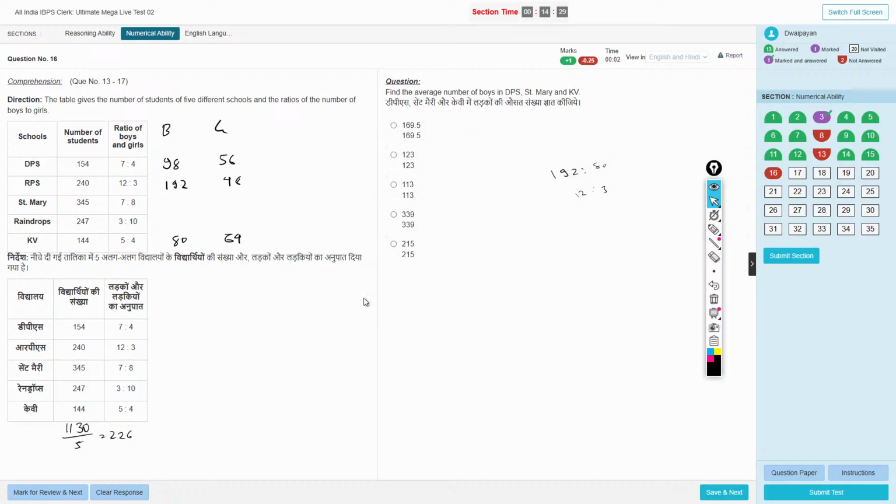Average number of boys in DPS by kV. DPS, okay, St. Mary, so 15. So this is 2 3, 2 3 times 7, 2 3 times 8, okay, whatever that may be. So by 3, definitely not 0.5. Let's calculate the unit digit. So 1 and kV, right? St. Mary DPS. So 9 by 3, so 3 will be there of 2 options.